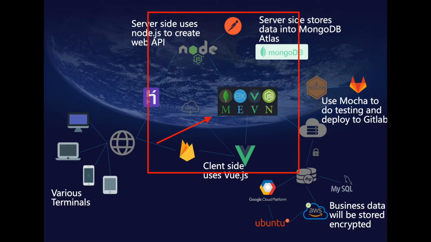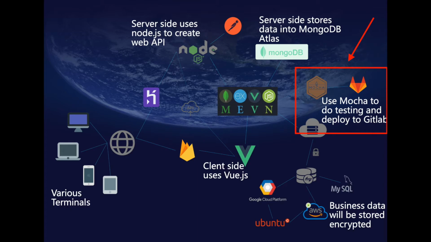The web API stores data into MongoDB Atlas, which is the cloud version of the MongoDB database. Whether it is the web API or the Vue app, third-party APIs are used. In the web API, I use Mocha and Chai to do the functional tests. They allow me to check whether all the CRUD operations about the database can work successfully.